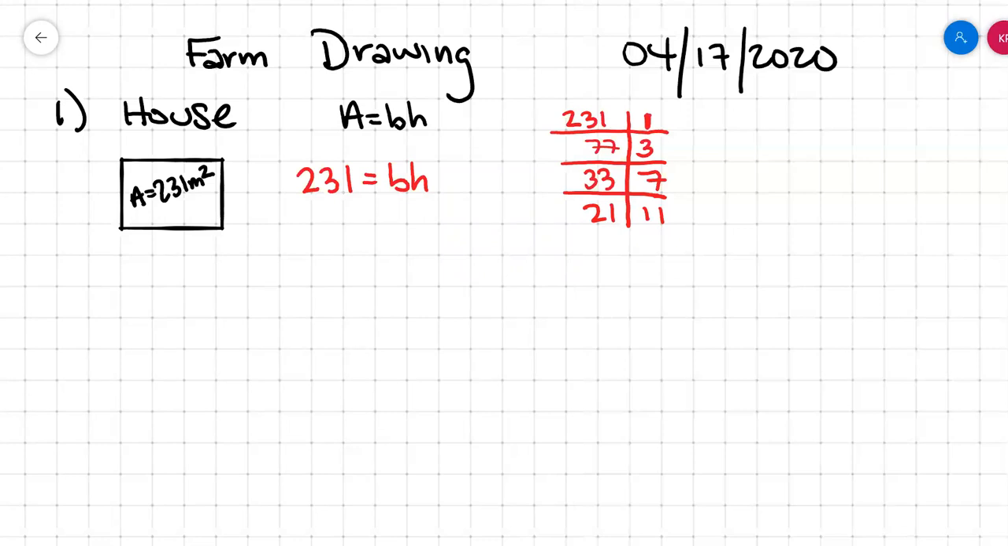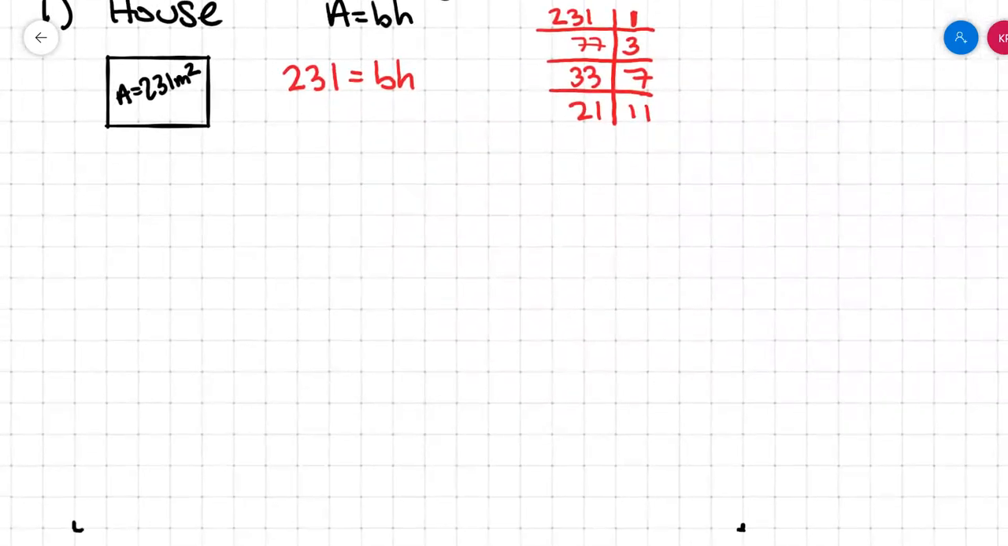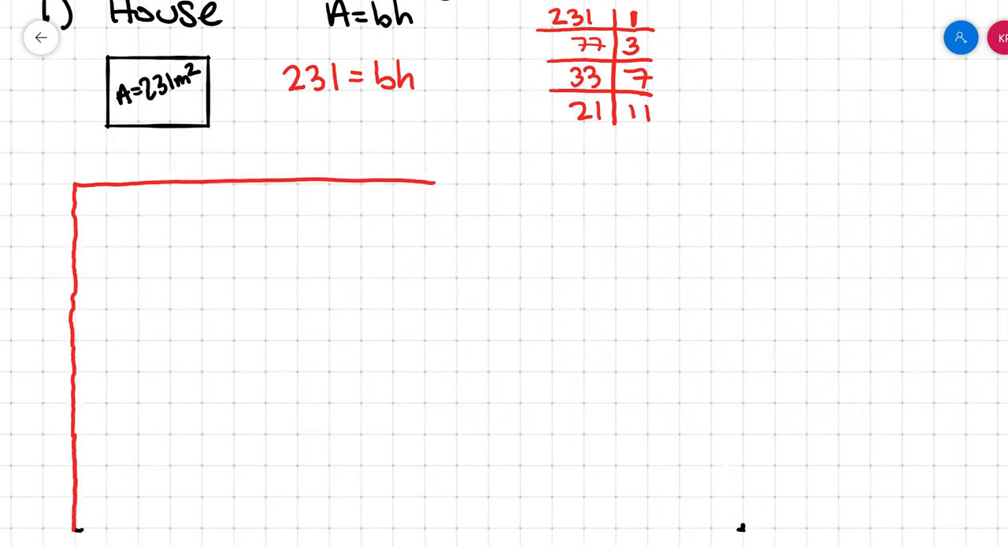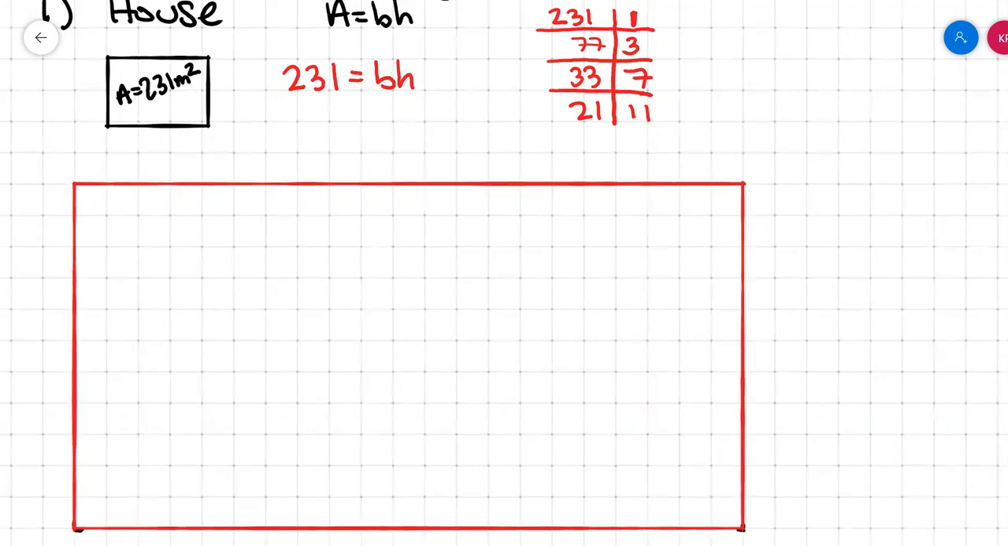So then we can come down here and we can draw our house. So it's 11 spaces up. 3, 4, 5, 6, 7, 8, 9, 10, 11, and 21 spaces over, but I already marked it for myself, so I wouldn't have to count. Okay, 21 by 11. Perfect.